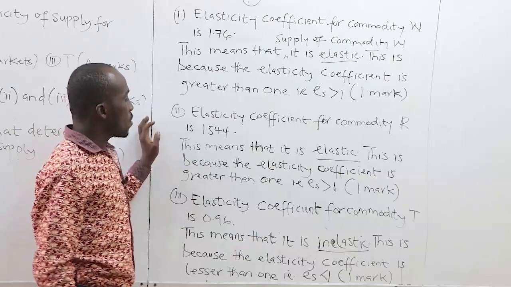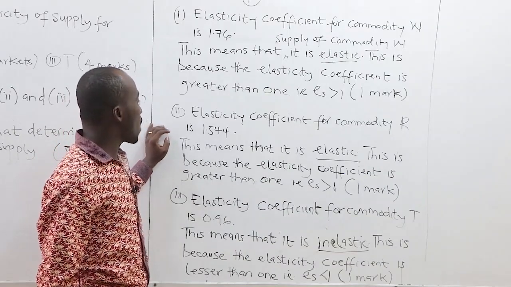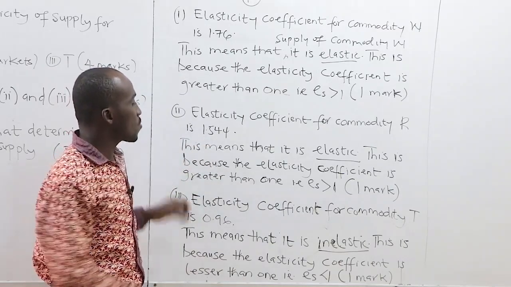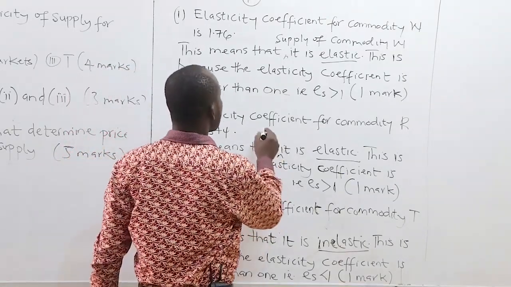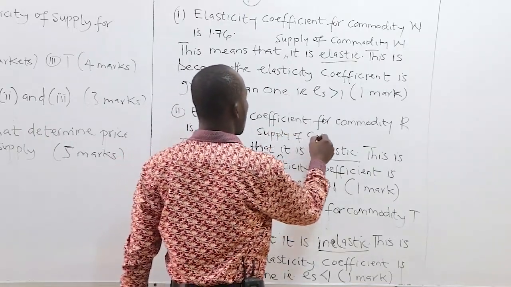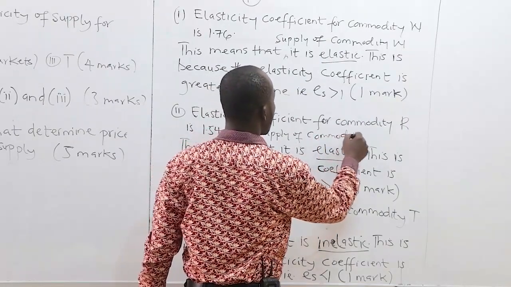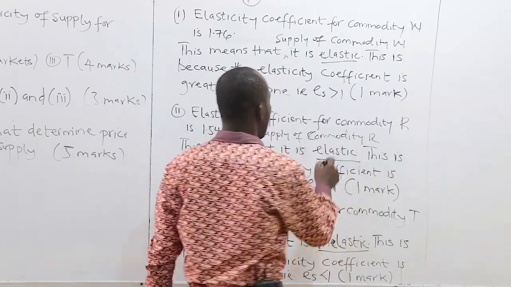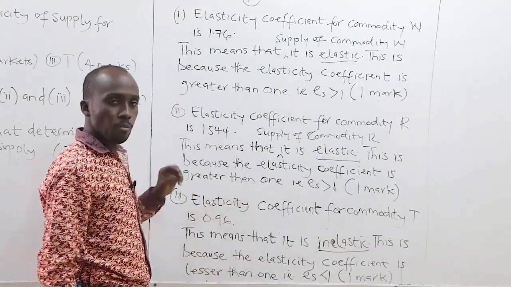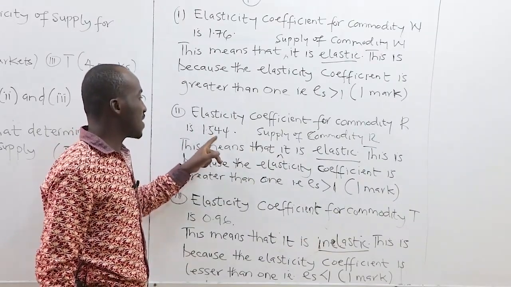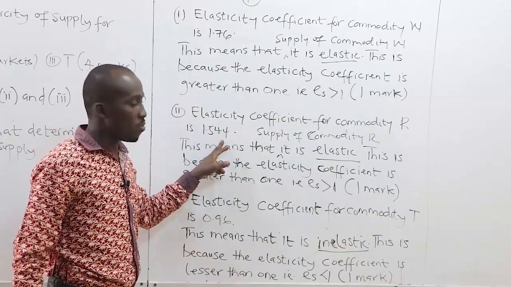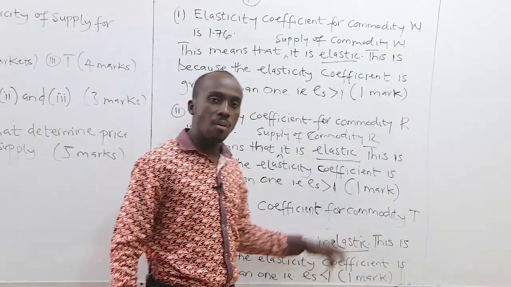The coefficient of commodity R was 1.544. This means that the supply of commodity R is elastic. This is because the elastic coefficient is greater than 1, right? Why is it elastic? Because the elastic coefficient is greater than 1, 1.54. So it's 1 mark.